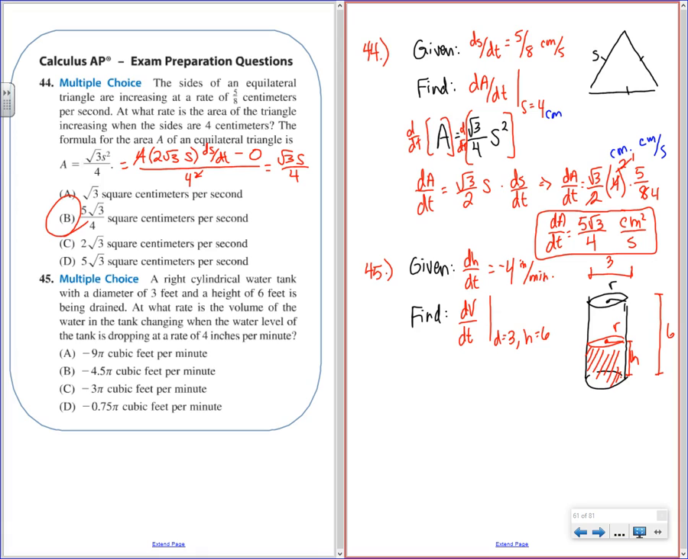And if D equals 3, what can I also say? What's R going to equal? 1.5. 1.5, just in case we need to think about that. What's the formula that relates V and H first of all? Volume. So I can go ahead and take my V equals area of the base, which is pi r squared, times height.